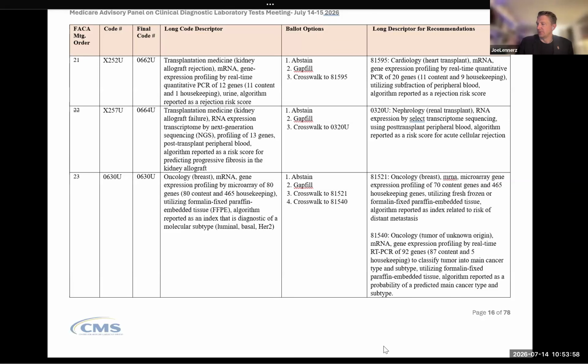And as an alternative, we also considered the crosswalk to 81540. That was, however, not quite as well matching. So final recommendation by the subcommittee, represented by Dr. Rumpler and myself, is crosswalk to 81521. Thank you. Do we have any other questions or comments from other panel members or from CMS? All right. If not, panel members, please cast your votes.